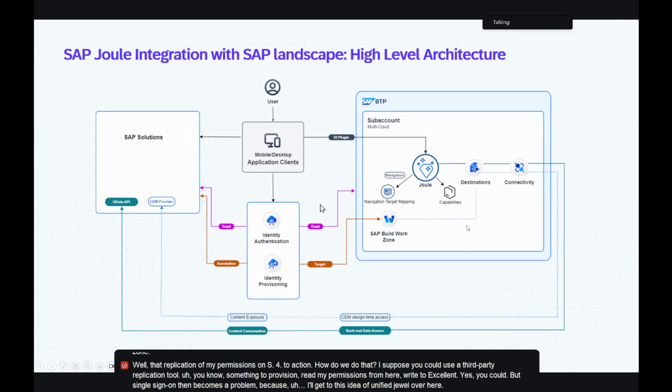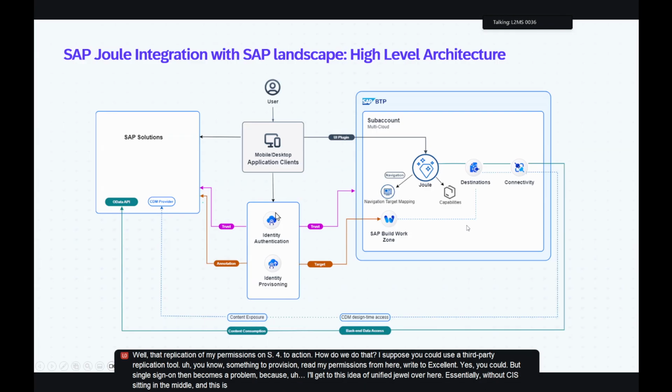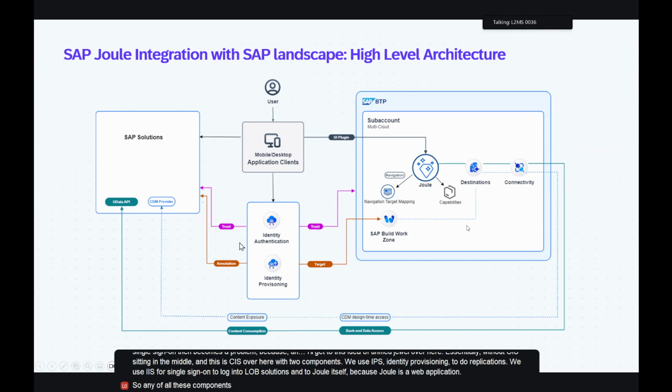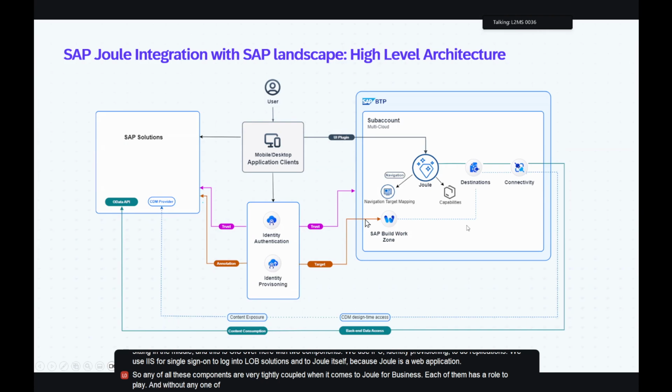Essentially, without CIS sitting in the middle, and this is CIS over here with two components, we use IPS, identity provisioning, to do replications. We use IAS for single sign-on to log into LOB solutions and to Joule itself, because Joule is a web application. So all these components are very tightly coupled when it comes to Joule for Business. Each of them has a role to play, and without any one of them, Joule essentially becomes an LLM. It takes away everything that is special about Joule.